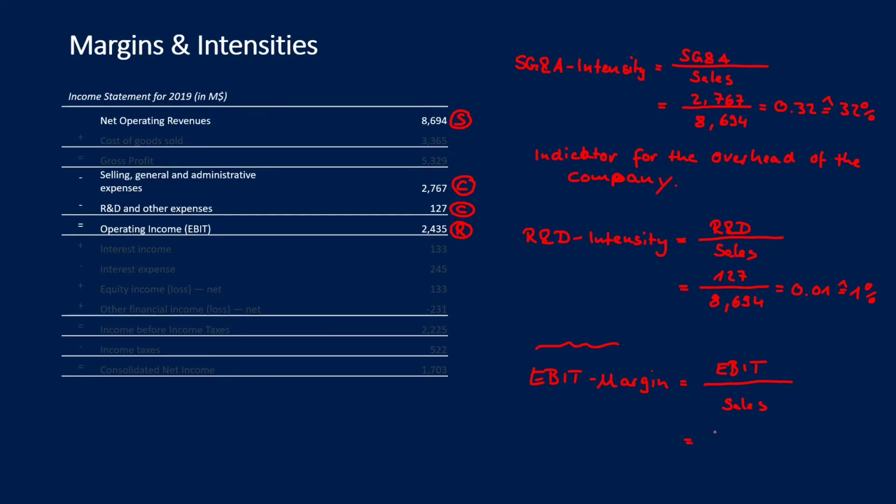In this particular case, it would be 2,435 divided by 8,694, and that is 0.28 or 28%. In other words, this company will earn out of each and every euro or dollar they have as sales some 28% as operating income.